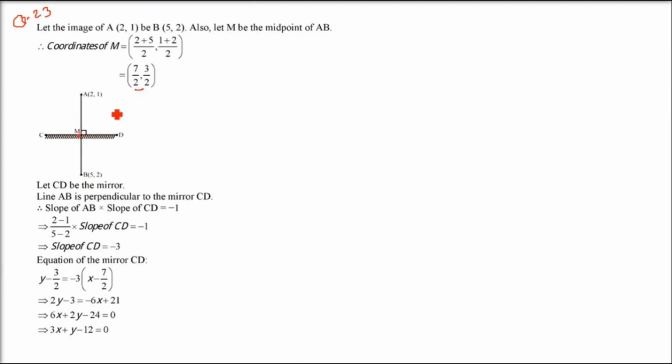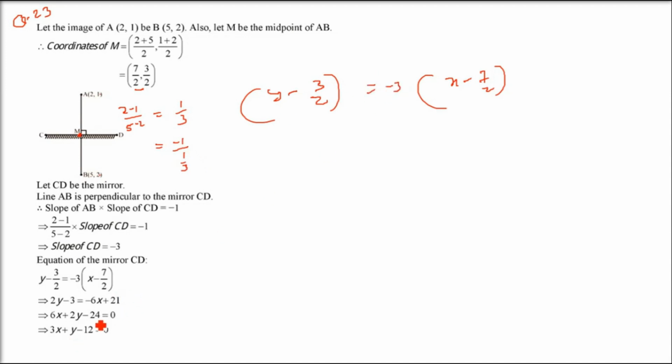Now we are also given one more thing: find the equation of the mirror. A line passing through (7 by 2, 3 by 2) will be y minus 3 by 2 equals m times (x minus 7 by 2). Basically m we are interested in. The slopes of these two perpendicular lines, if you multiply them, will equal minus 1. The slope of AB is (2 minus 1) by (5 minus 2), which equals 1 by 3. What is the slope of CD then? Take minus 1 divided by 1 by 3, so you get minus 3. And this is your equation: 3x plus y minus 12 equals 0.